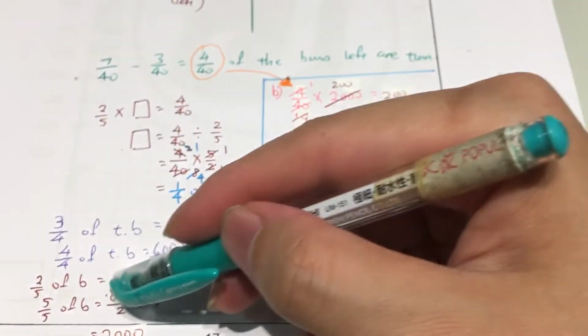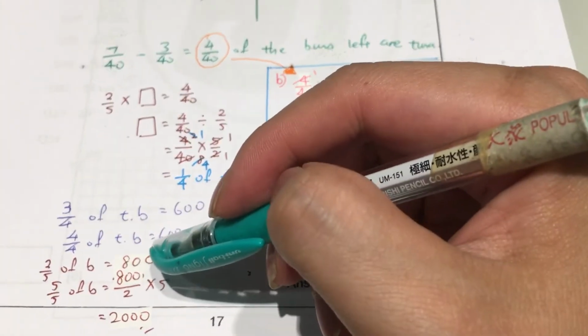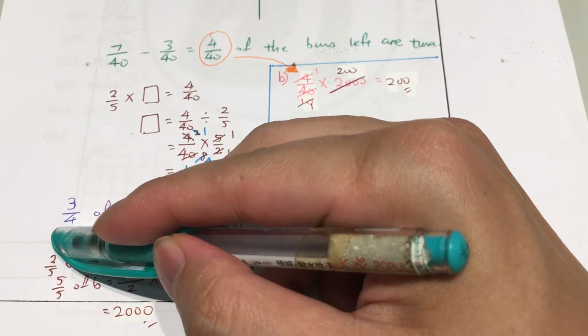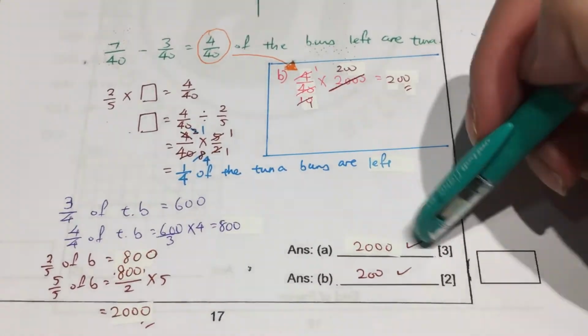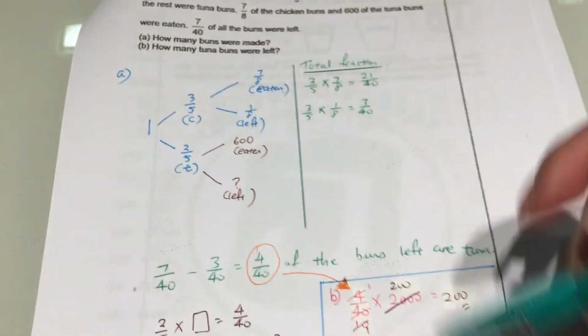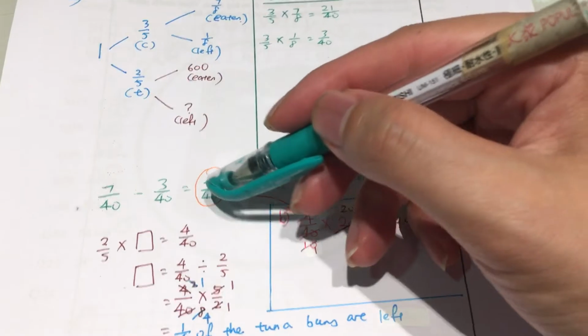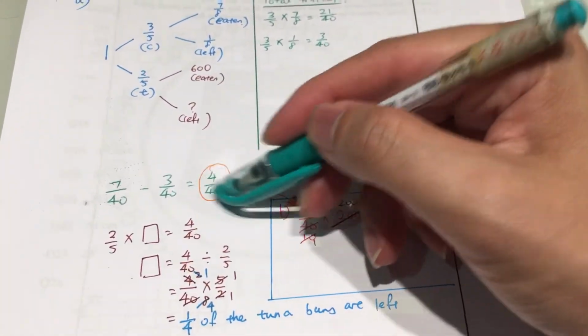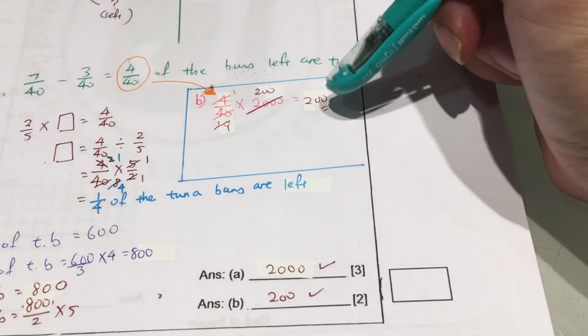So 2/5 of all the buns is 800. 5 out of 5 is 800 divided by 2 times 5, which equals 2000. So this is the answer that you want for part A. So how many tuna buns were left? You just take the final fraction here times the total, which is part A, and that will give you 200.